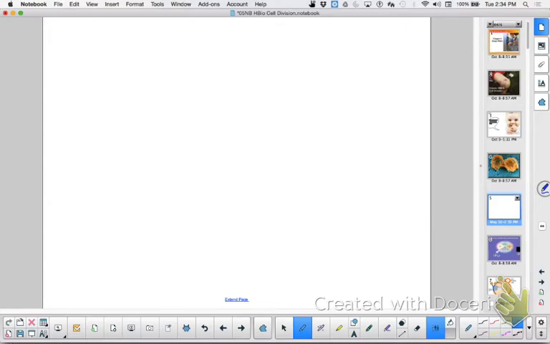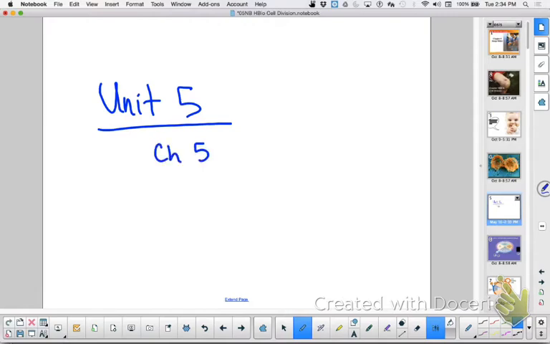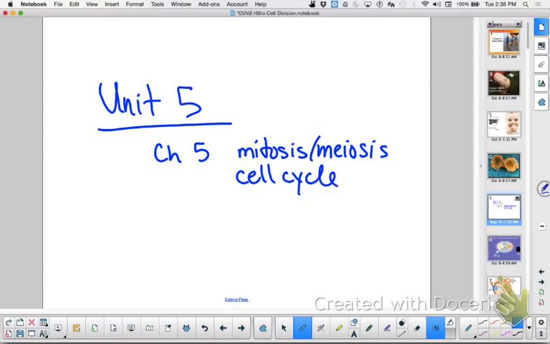This is Unit 5. I'm trying to see how much of it we can hit. Unit 5 starts out with Chapter 5. This is the inheritance unit. And Chapter 5 is mitosis and meiosis. And you're also going to want to be familiar with, obviously related to that, the cell cycle. And we'll go through some of those items. And then also in Unit 5 was Chapter 22.